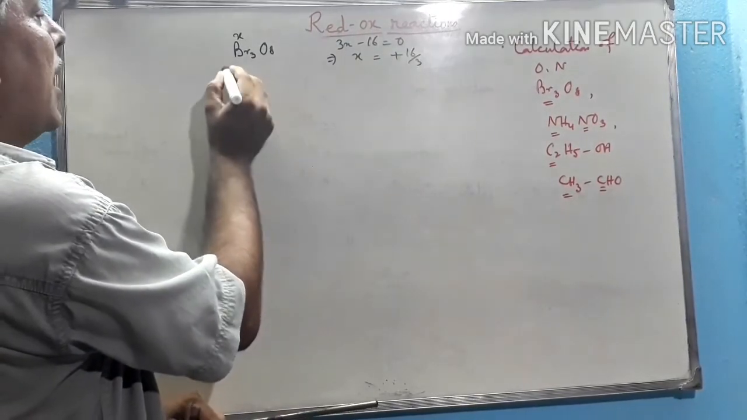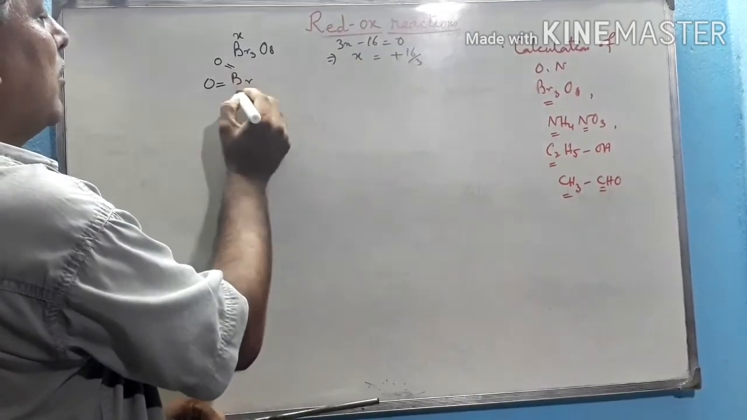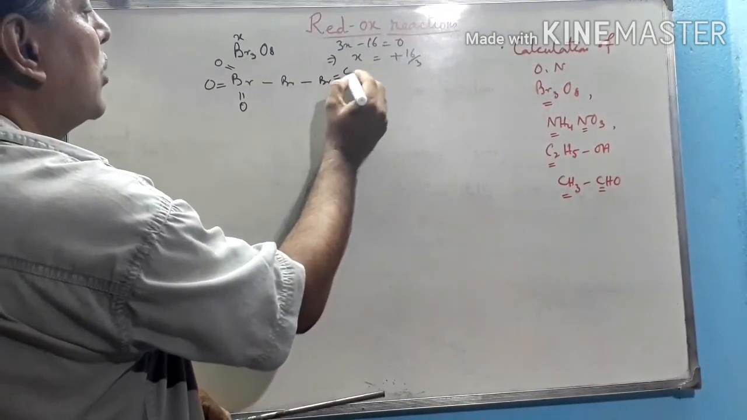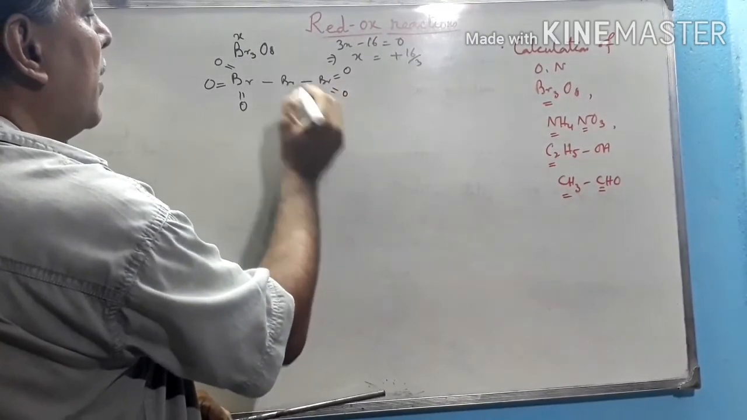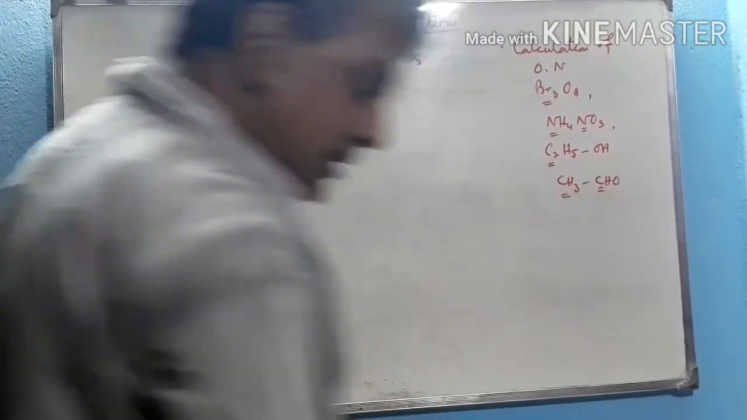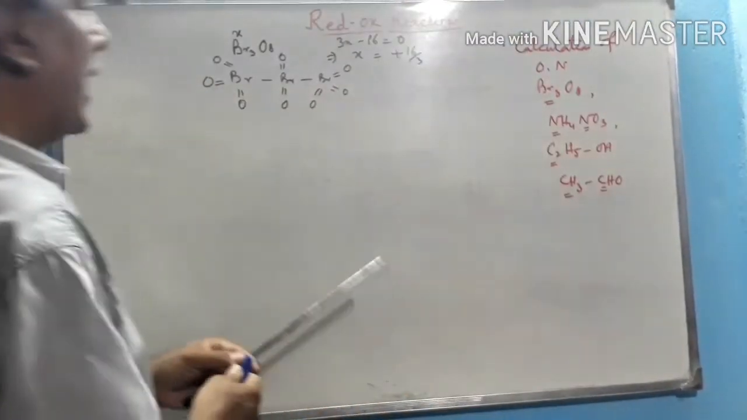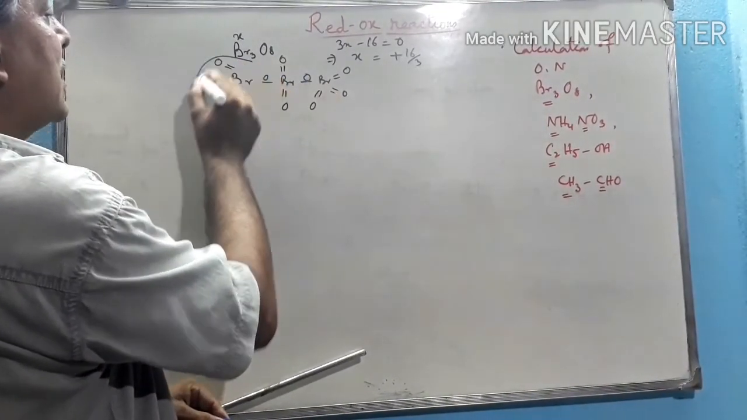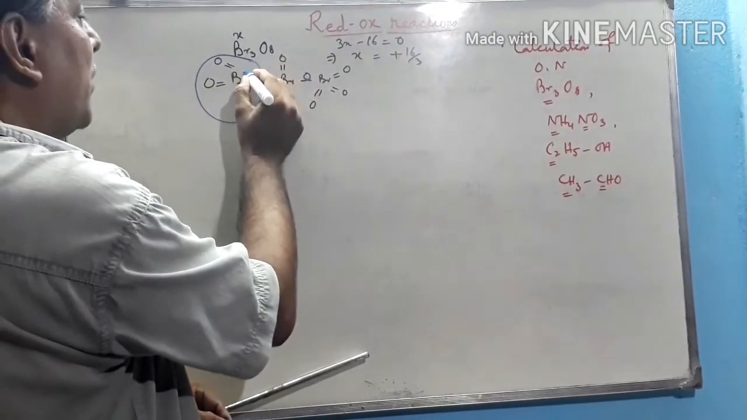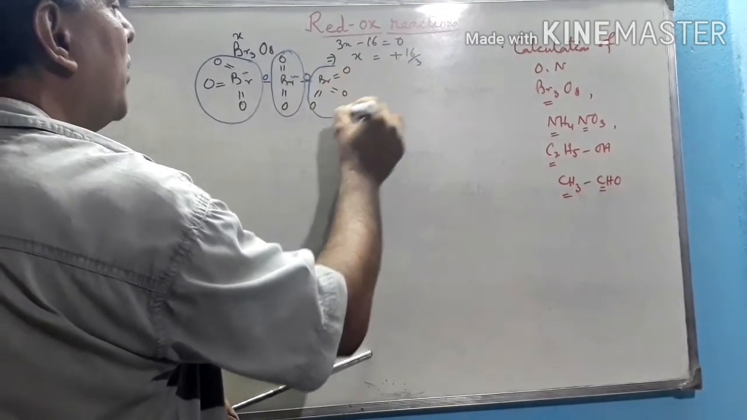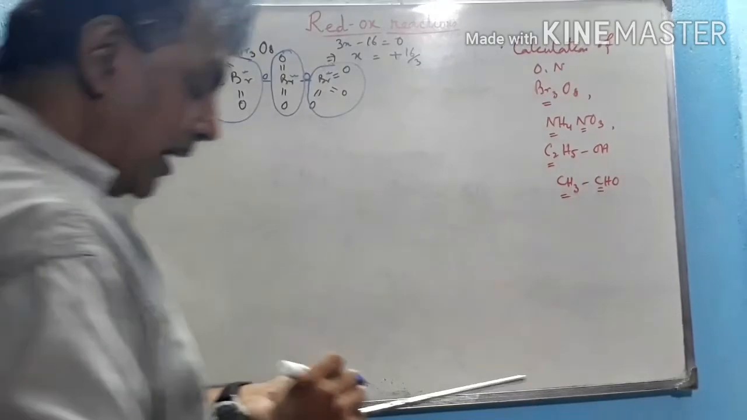Because the structure is Br, double bond O, double bond O, double bond O, single bond Br, single bond Br. This is also double bond O, double bond O, double bond O. Here also double bond O, double bond O. So for this linkage, Br single bond Br single bond Br, the oxidation number becomes 0. So you have to find out the oxidation number of the bromine from each part. Separately we have to calculate the oxidation number of each bromine atom.